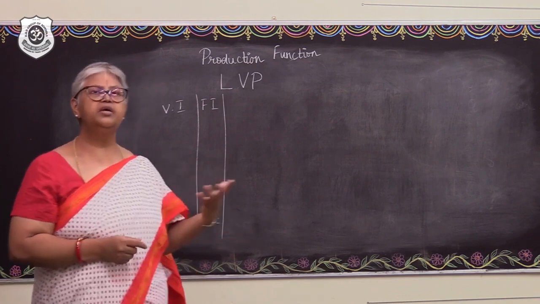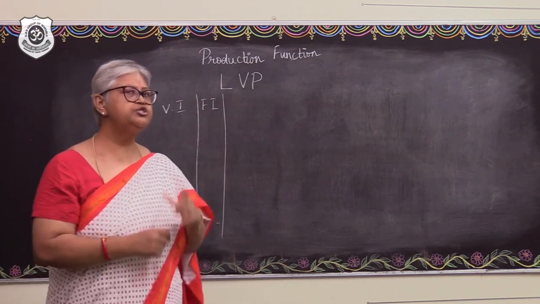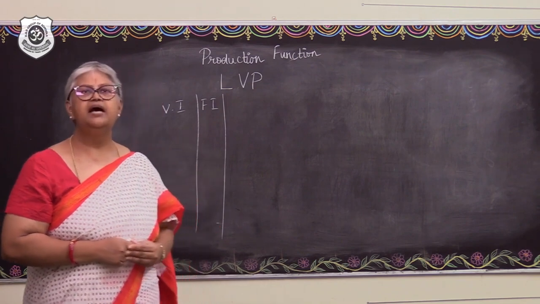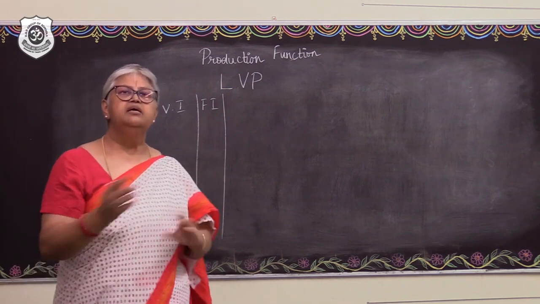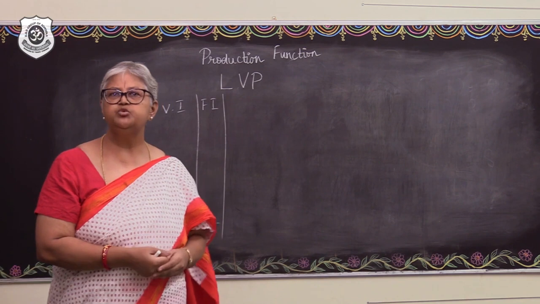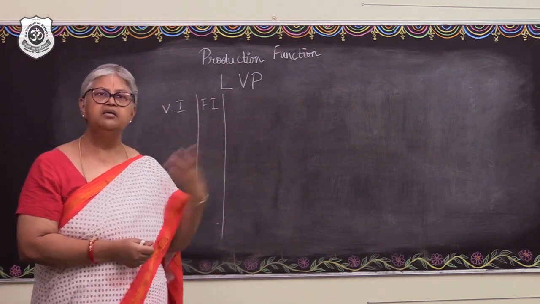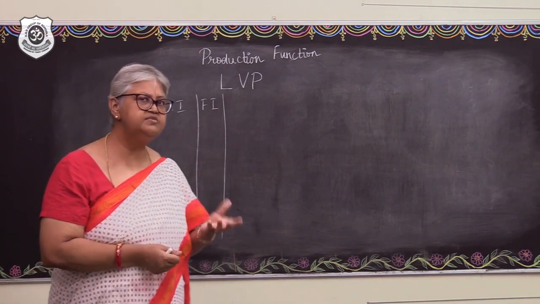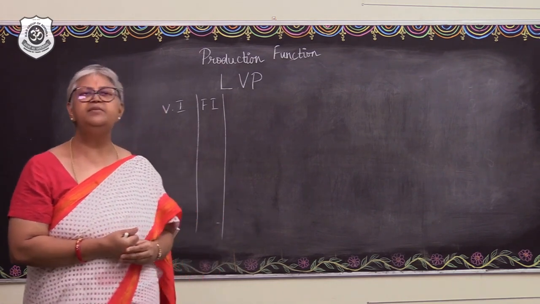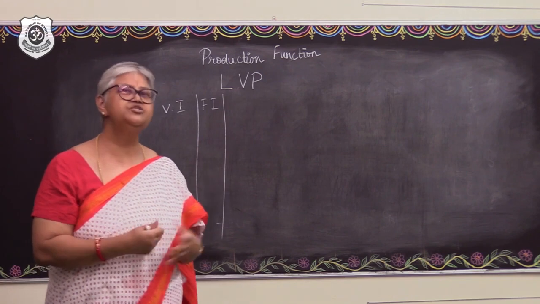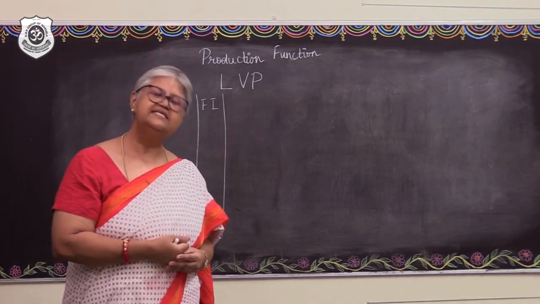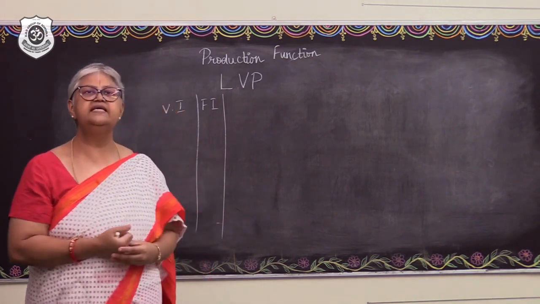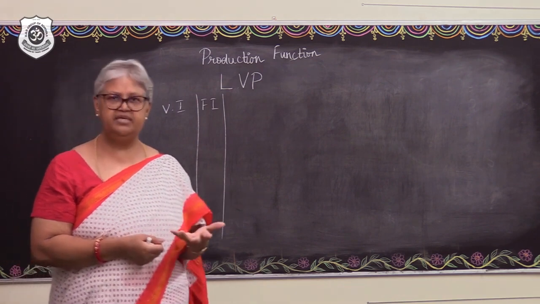So this is what we are going to see through a schedule and through a diagram, and then we will also look into the relationship between the total product, marginal product and the average product. What are these terms? I'm sure you are very familiar with total utility, marginal utility and so on, isn't it? Similar concepts we will be discussing here as part of the LVP.